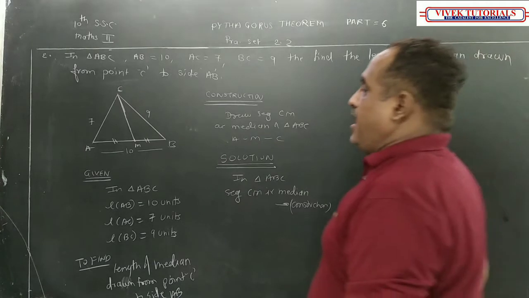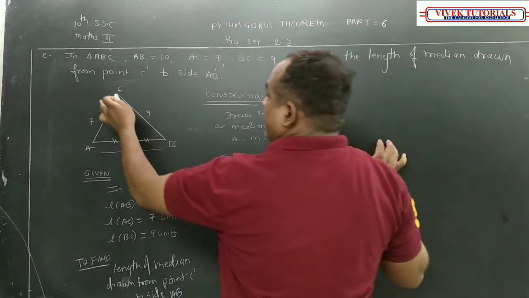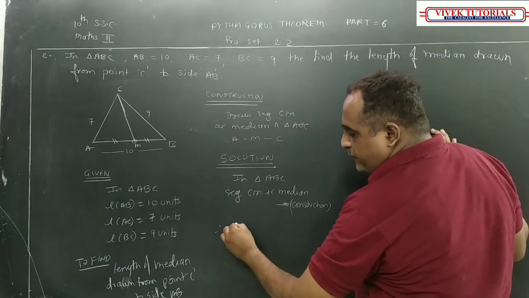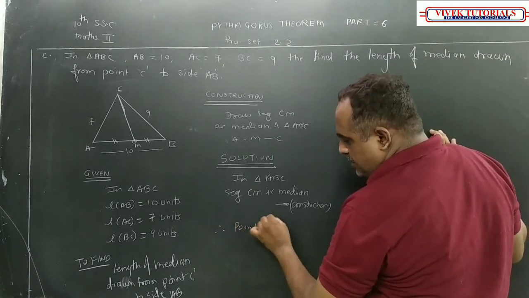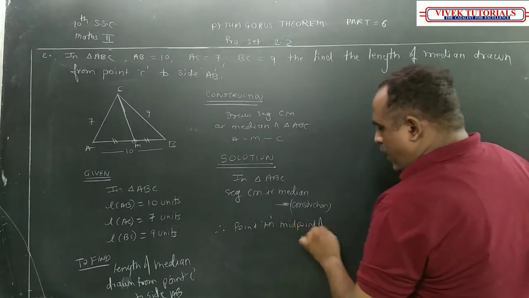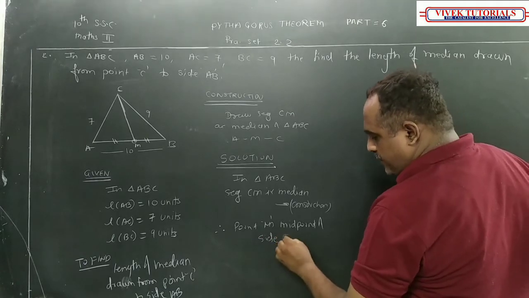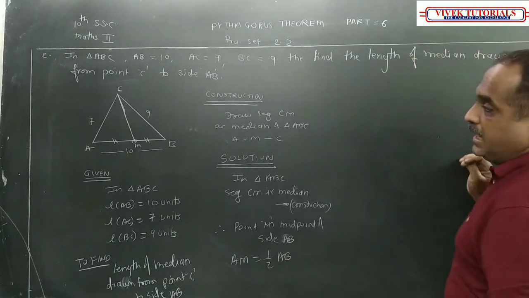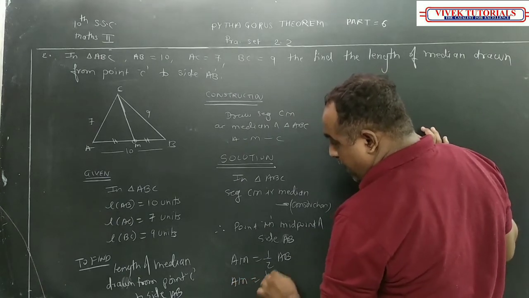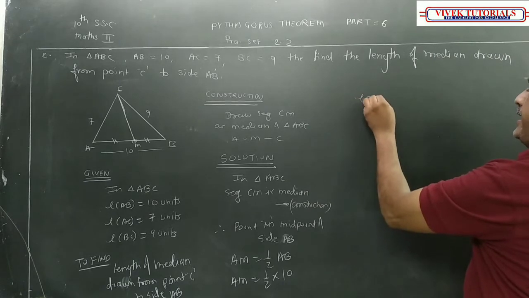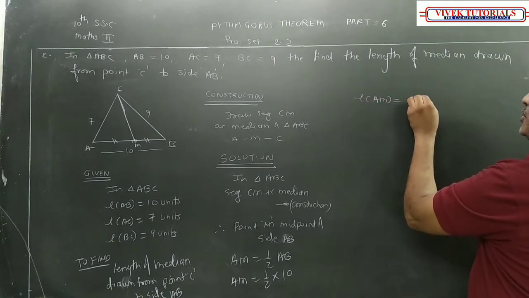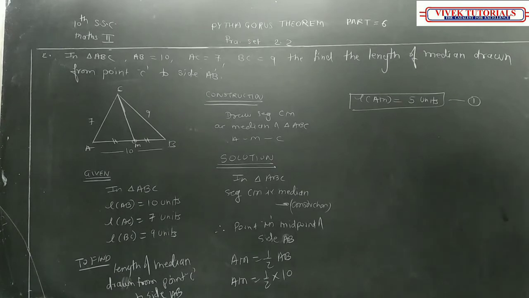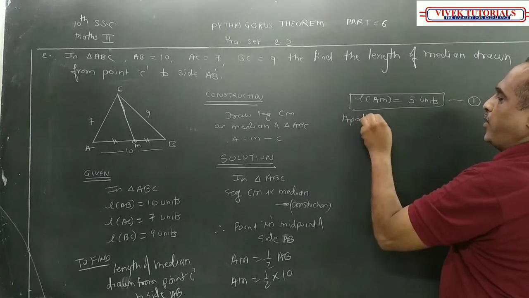Okay, now CM is a median. What is the meaning of median? I told you that median means the segment joining a vertex and the midpoint of the opposite side. Therefore, point M is the midpoint of side AB. So AM is equal to half of AB. AM is equal to half into 10. So what I am getting is AM is equal to 5 units. So this I am going to take as 1. But CM is a median, means I can apply the Apollonius theorem.